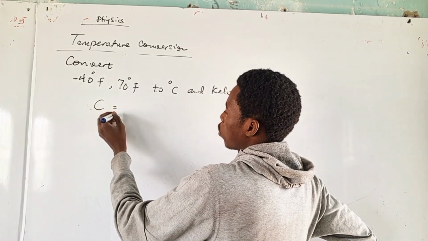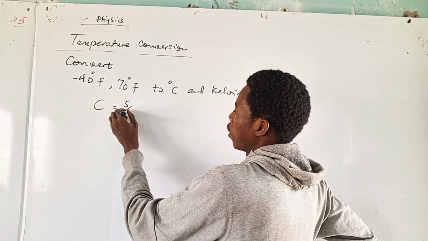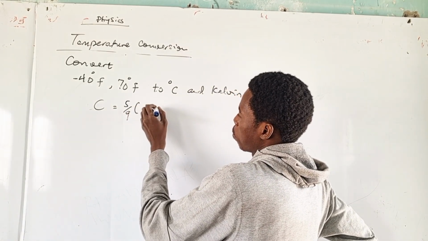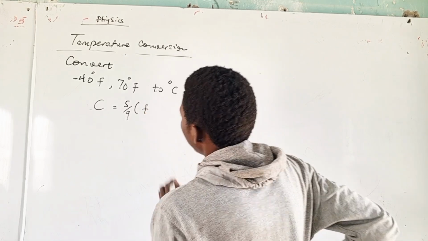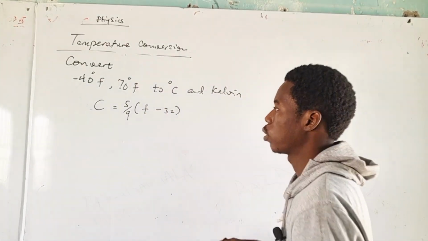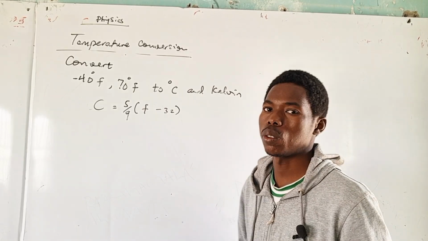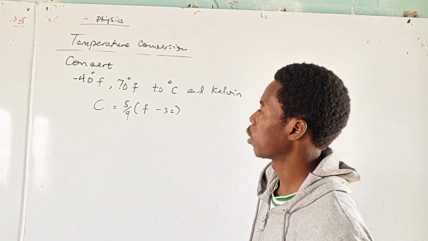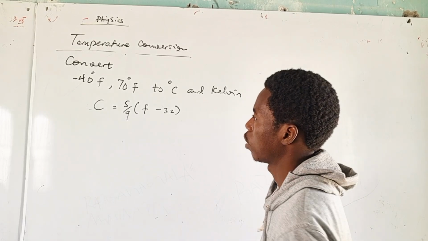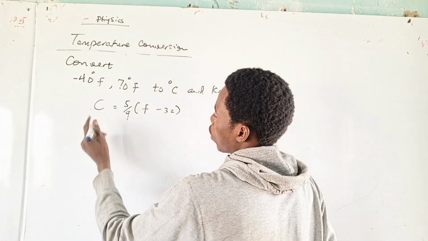Degree centigrade equals 5/9 open bracket Fahrenheit scale minus 32 close bracket. So this is the relation that we are going to be using to convert from degree Fahrenheit to degree centigrade. So let's solve this one.